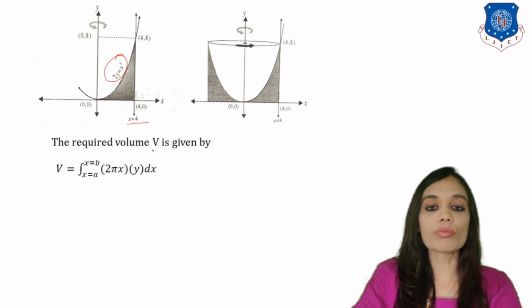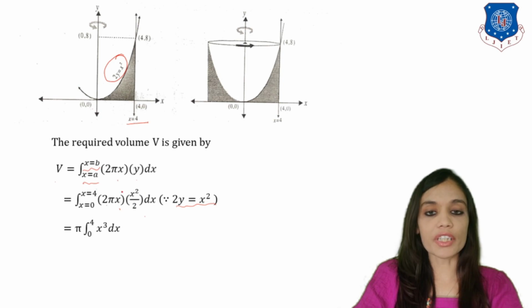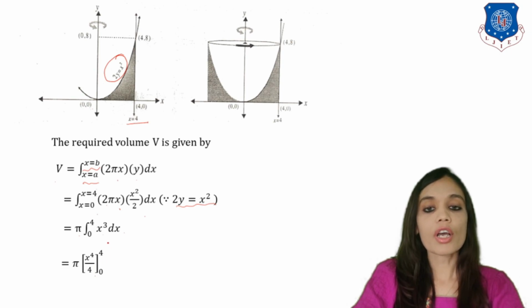So what you will get? Our desired volume V will be given by the integral from x equals a to x equals b of 2 pi x y dx. Okay. Now our x is varying from 0 to 4, 2 pi x, and our y is what? x squared by 2, that we are getting from this equation, right? So after simplification and taking pi outside, what you will get? Pi times the integral from 0 to 4 of x cube dx. Integrate this, so you will get x raised to 4 upon 4. Put the limits and simplify, so you will get your answer of volume V as 64 pi.